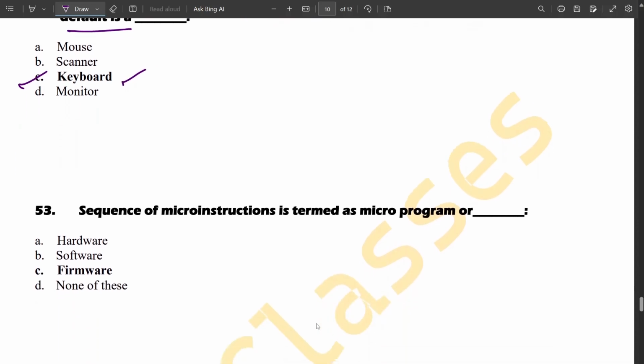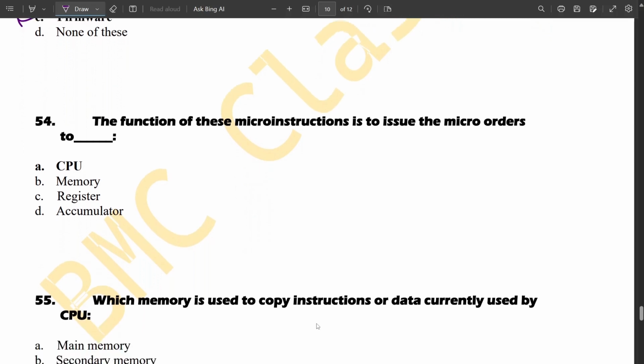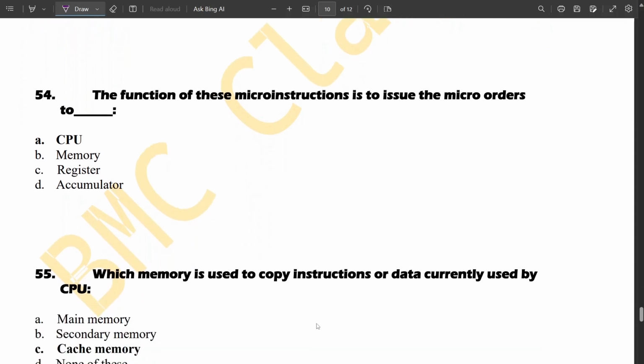Next, a sequence of micro instructions is termed as a microprogram, firmware. Option number C is correct. Next, the function of these micro instructions is to issue the micro orders to the CPU. Option number A is correct.